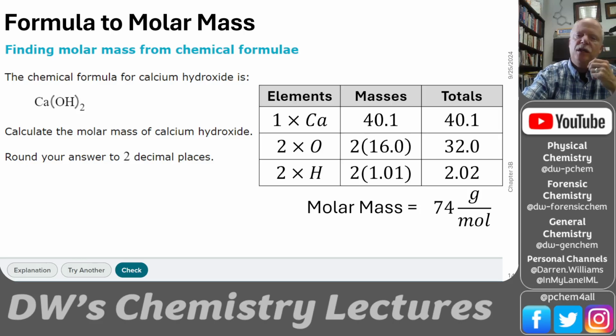So doing it in a table, you can sort of extend this. 2 times 16 is 32. That's easy to do. 2 times 1 is 2, so that's easy. And now we can add up 40 plus 32 plus 2 to get the 74. So this is slower, but guaranteed to work. And it's obvious you got all of the atoms that you need in the formula calculated.